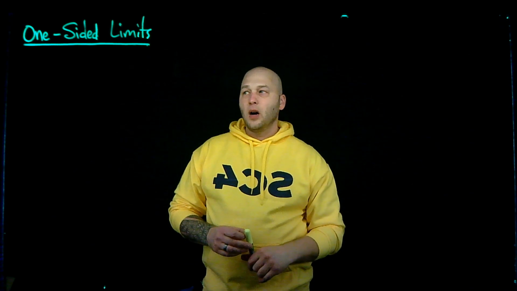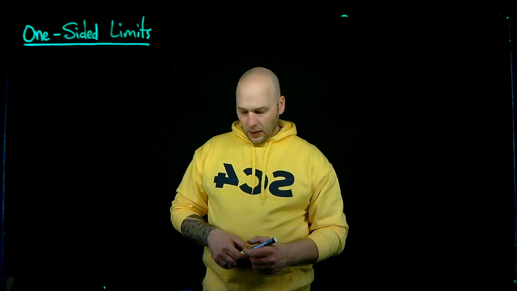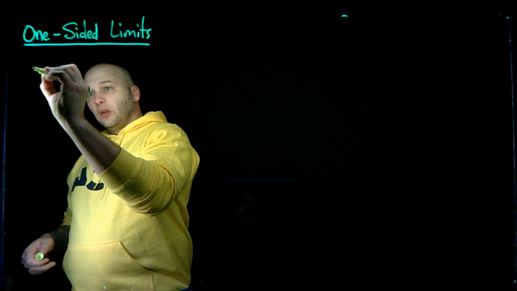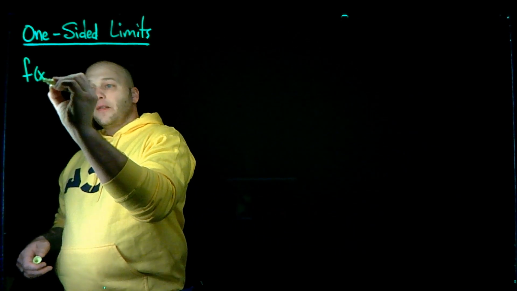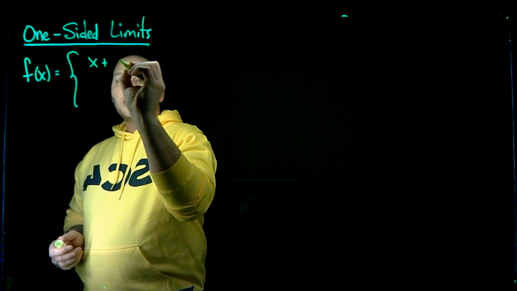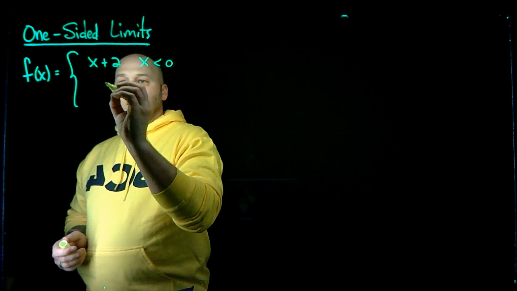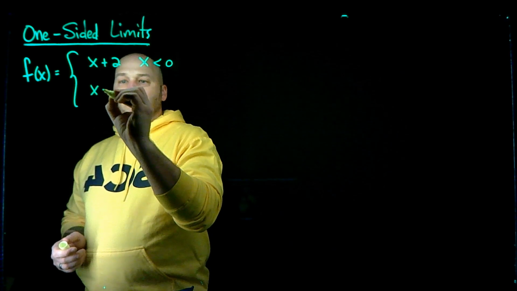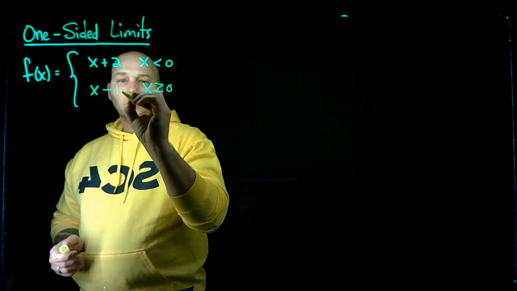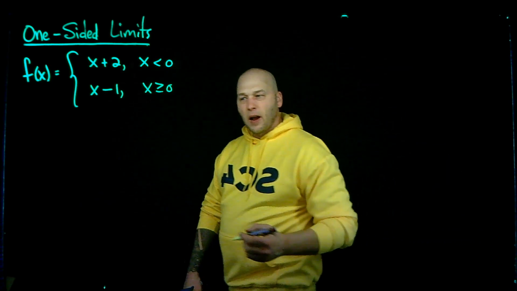In this video, I want to talk about the idea behind a one-sided limit, and let me draw a graph of a piecewise function first. So let's say my piecewise function is this. F of x is equal to x plus 2 if x is less than 0, and it is x minus 1 if x is 0 or larger. Okay, so a piecewise function with those two pieces. Let's go ahead and look at what the graph of this looks like.